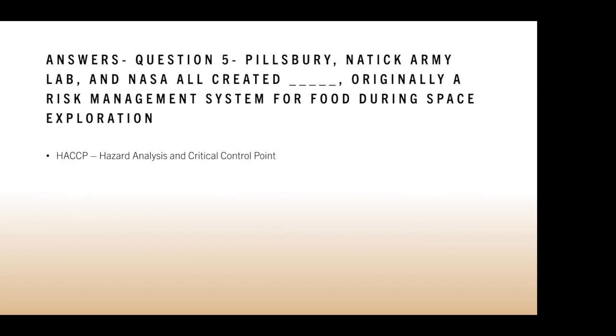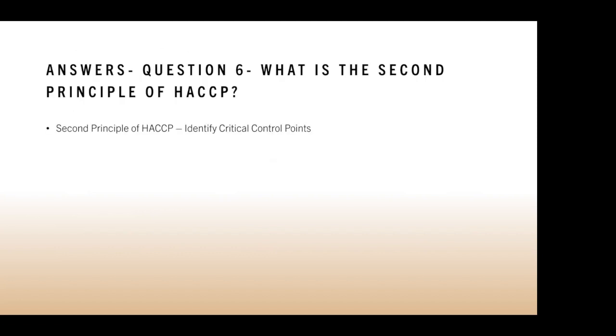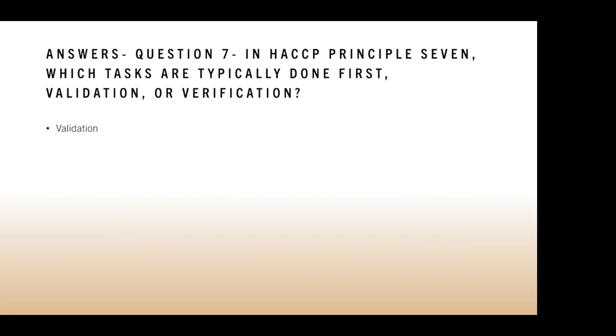Question 5, PILLSBURY, NATICK Army Lab, and NASA all created blank, originally a risk management system for food during space exploration. The answer is they've created HACCP, the hazard analysis and critical control point. Question 6, what is the second principle of HACCP? The second principle of HACCP is identify critical control points. Question 7, in HACCP Principle 7, which tasks are typically done first, validation or verification? The answer is validation.